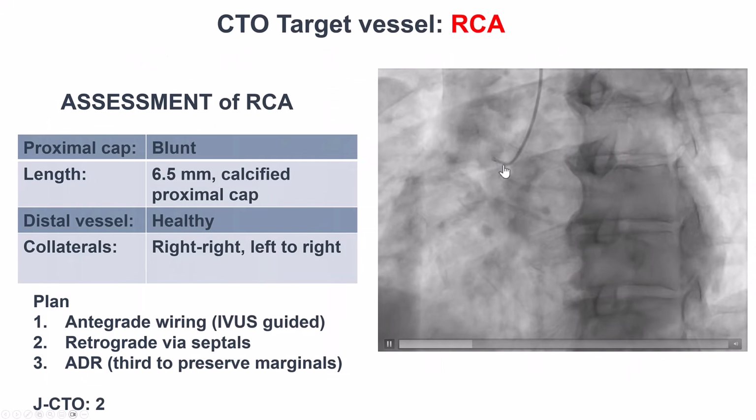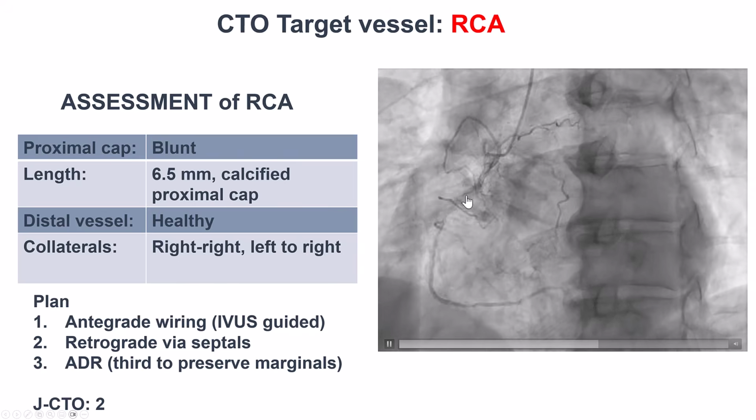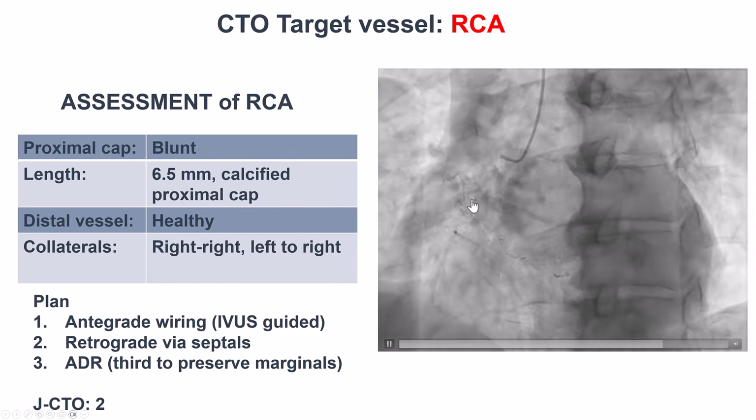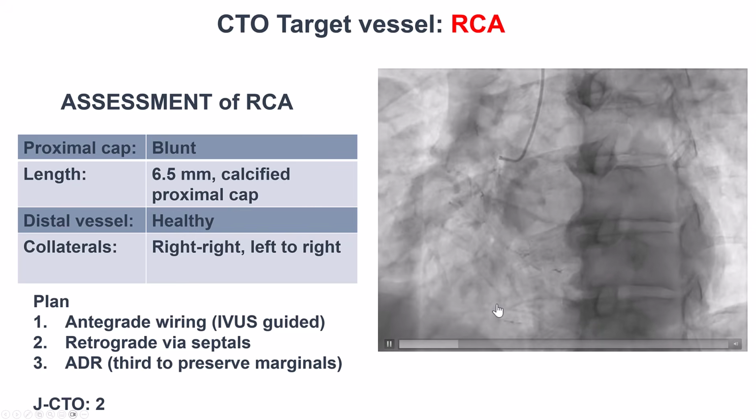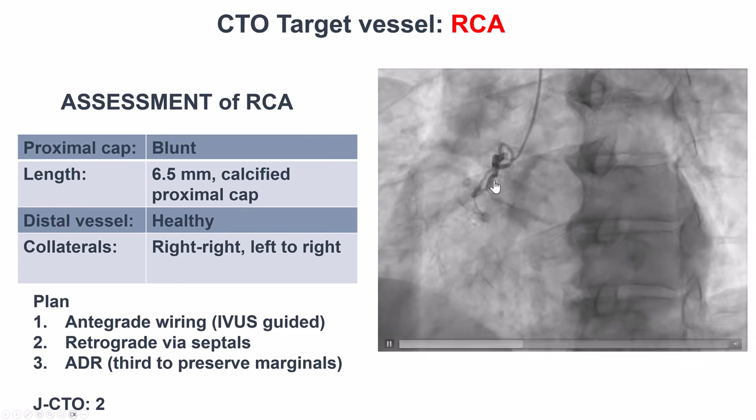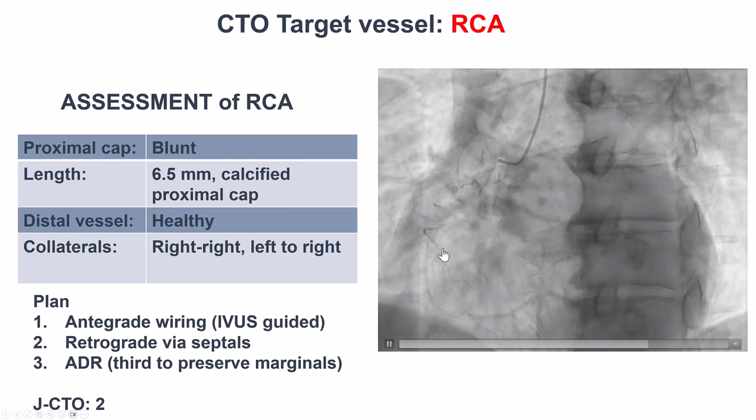So to summarize, what we have here is a CTO of the right coronary artery with a blunt, ambiguous proximal cap, very short occlusion length. The distal vessel seems to be okay. And then there are mainly ipsilateral collaterals coming from the proximal to the distal right coronary artery.